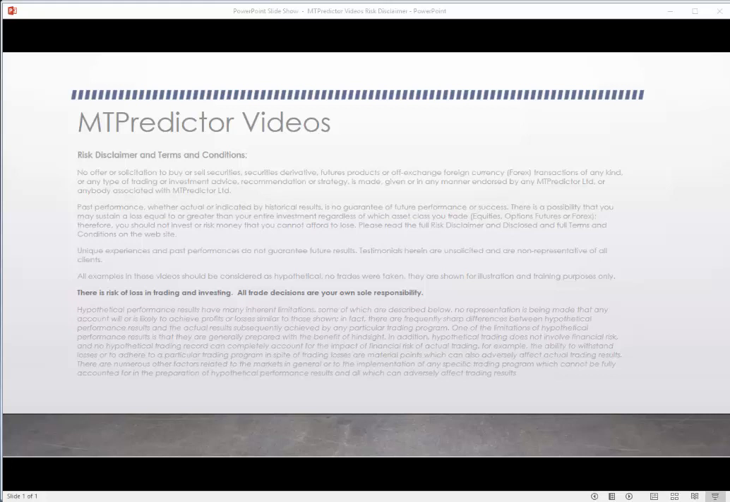But as usual, we start with our risk disclaimer and remind you that all examples in these videos should be considered as hypothetical. No trades were taken, they are just shown for illustration and trading purposes only. Remind you there's a risk of loss in trading and investing. I'll put that another way, all professional traders know and understand, and more importantly accept, that losses can and will and do happen. All trade decisions are your own sole responsibility.